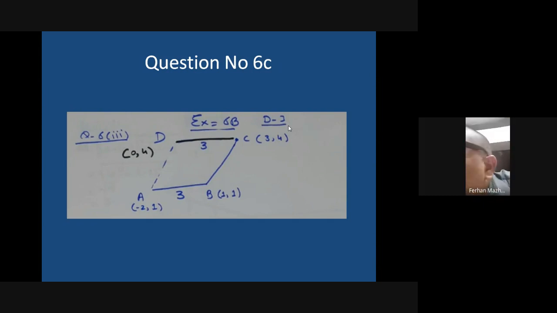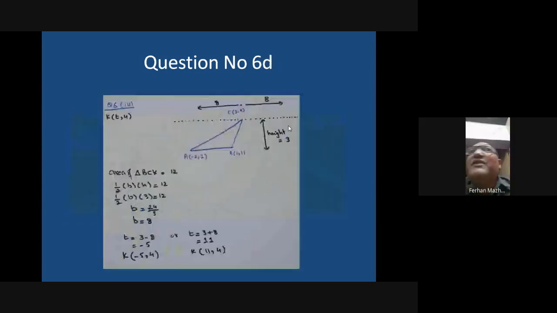So let's move to the next part, and the next part is question number 6, the fourth part. I'm reading the statement of the question. He says, given that K is the point (t, 4), and the area of the triangle ABCK is 12 units, find the possible values of t.